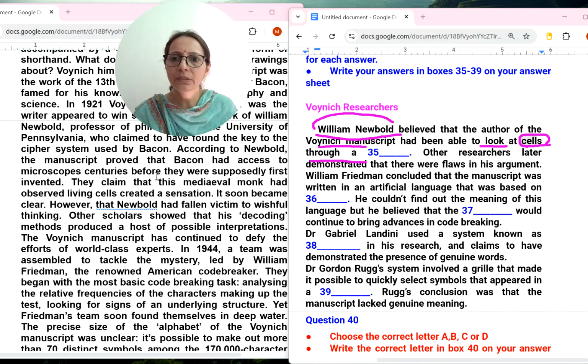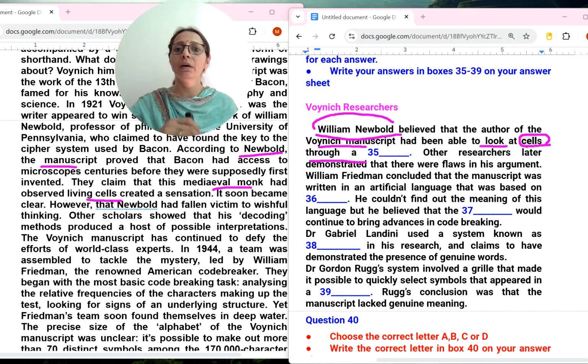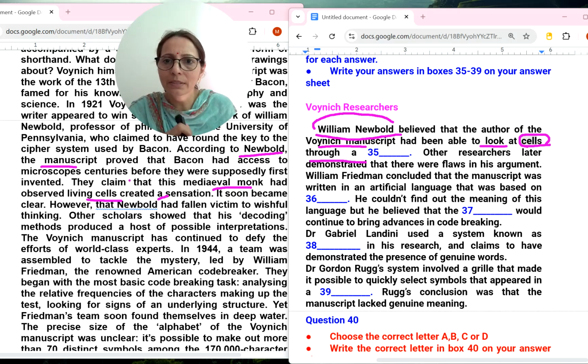Here I can see this one. Just a minute. Yeah, Newbold: the manuscript proved that. So here I have got this Newbold, and cells also I would like to see. Then I will start reading. Monk is also there. Cells is here. See, this cell word is here. A word is also here before the blank, but we need to read. Newbold believed that the author of the manuscript had been able to look at cells through a. Okay, had been able to look at the cells through.